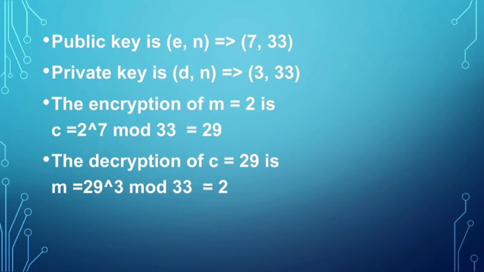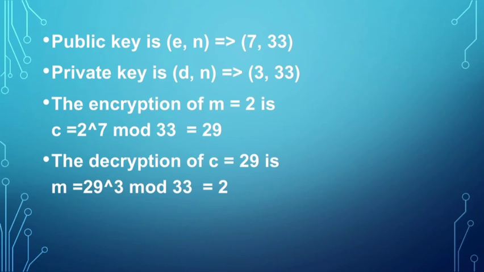We are going to do the encryption process. Here the message is 2. So how do we make the ciphertext? It can be made by the formula m power e mod n. So here the message is 2 power e, where the e value is 7, mod 33, where 33 is the n value. Finally, we got the answer as 29, which is our ciphertext.